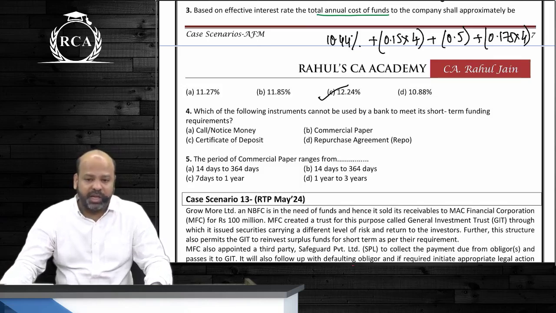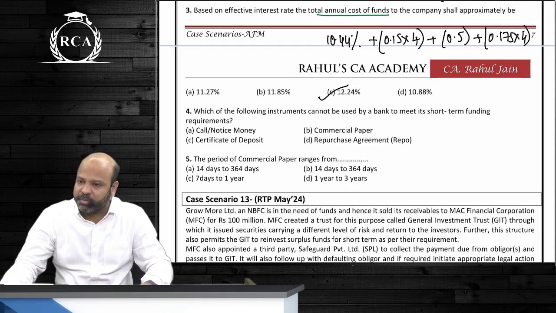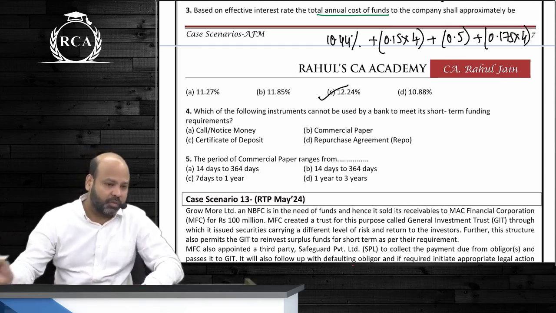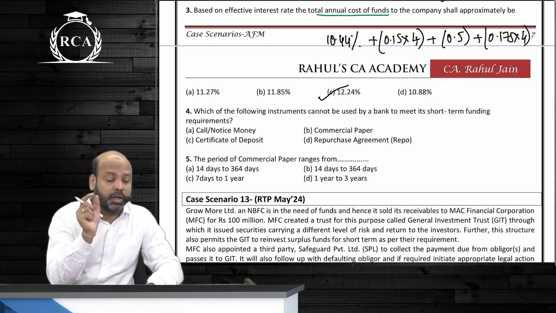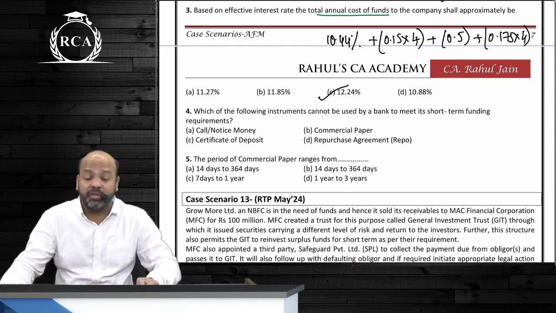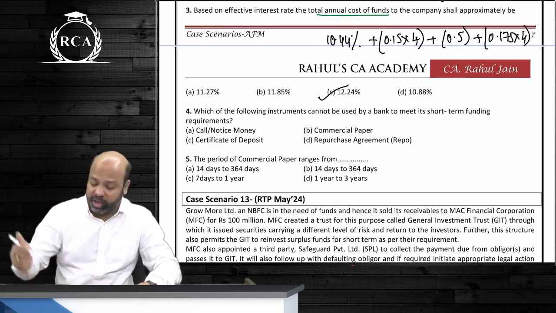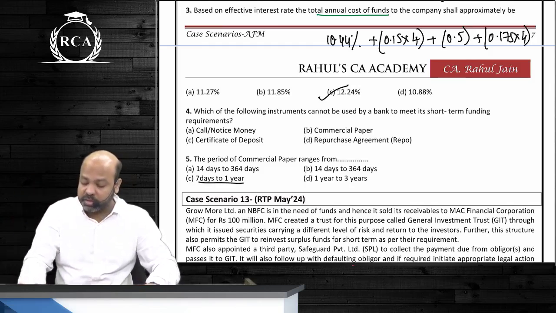Certificate of deposit and commercial paper are exactly the same, except the word commercial paper is used when the securities are issued by corporates. The word certificate of deposit is used when they are issued by financial institutions. So the answer is option B, commercial paper. It is not used by a bank. It is in reference to securities issued by companies. They're both same, guys. Both of them will have a maturity of 7 days to 1 year.